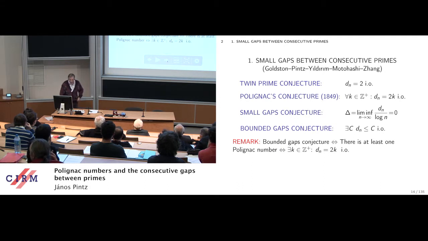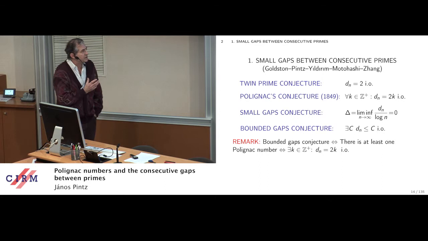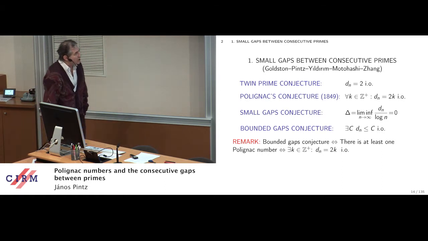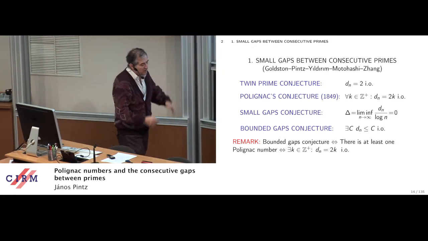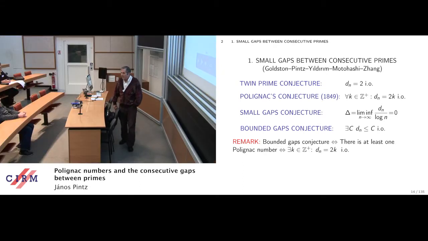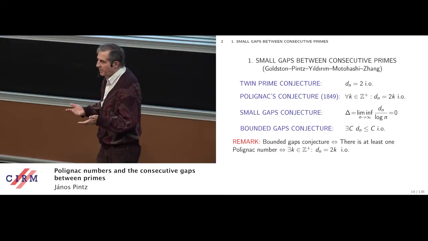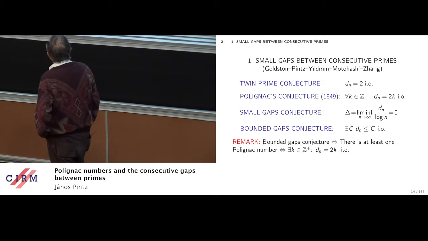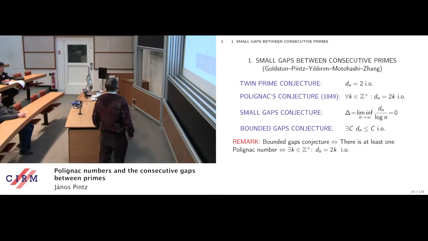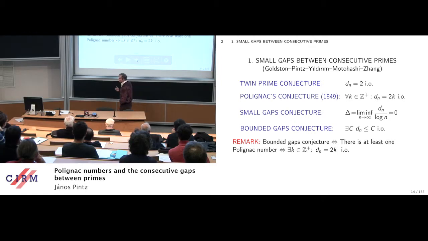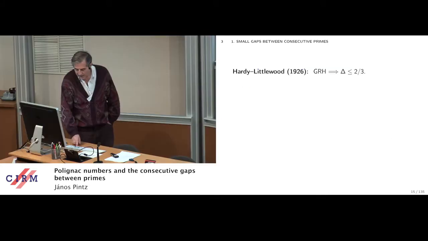Now, concerning the bounded gap conjecture: if we have below a given bound infinitely many prime pairs with distance at most c, then the smallest distance with such property has to occur infinitely many times. So that is equivalent with the existence of at least one Polignac number. The bounded gap conjecture is equivalent with the existence of one Polignac number, in both directions.